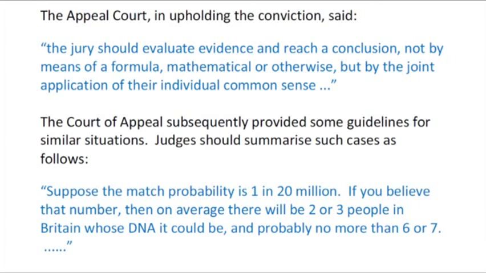The appeal court subsequently provided guidelines for similar situations where DNA evidence is involved. And they said that judges should summarise such cases as follows. Suppose the match probability is 1 in 20 million. If you believe that number, then on average there will be 2 or 3 people in Britain whose DNA it could be, and probably no more than 6 or 7. And Peter Donnelly thought that this was very good advice. It immediately steered jurors away from the prosecutor's fallacy, and it was logically correct. It followed the spirit of Bayes' theorem, but without needing the theorem itself to be explained.